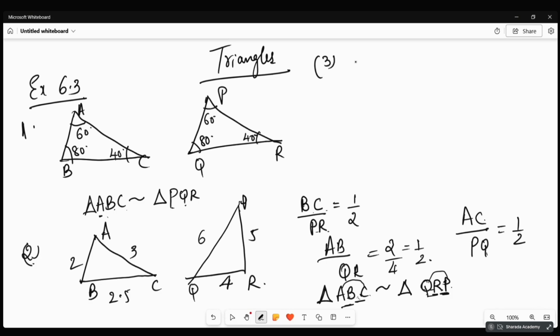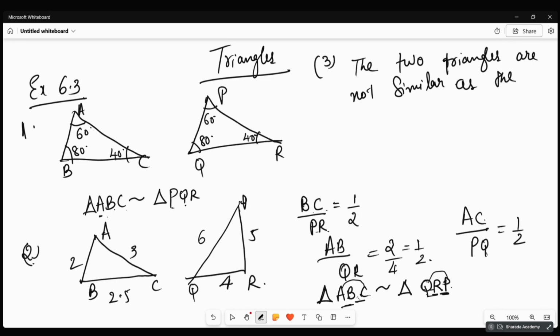So, third one, the two triangles are not similar. What is the reason? The sides are not proportional here, as the corresponding sides' ratios are not equal. They are not equal, hence they are not similar.